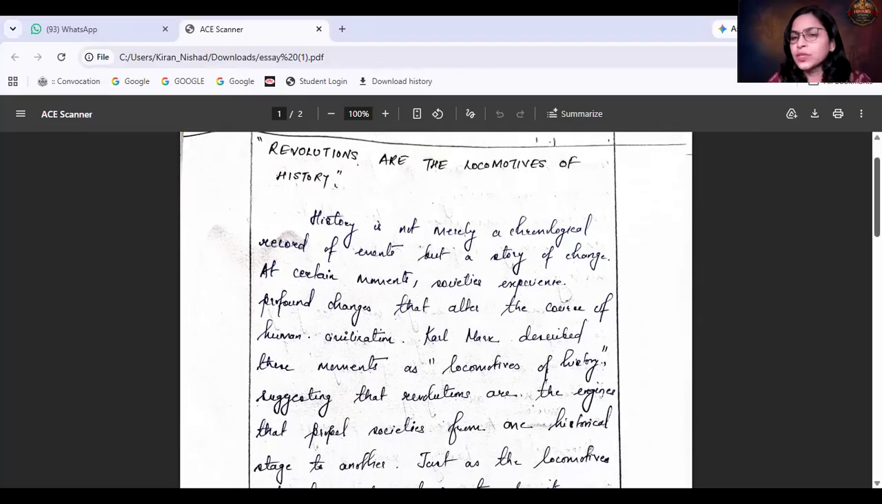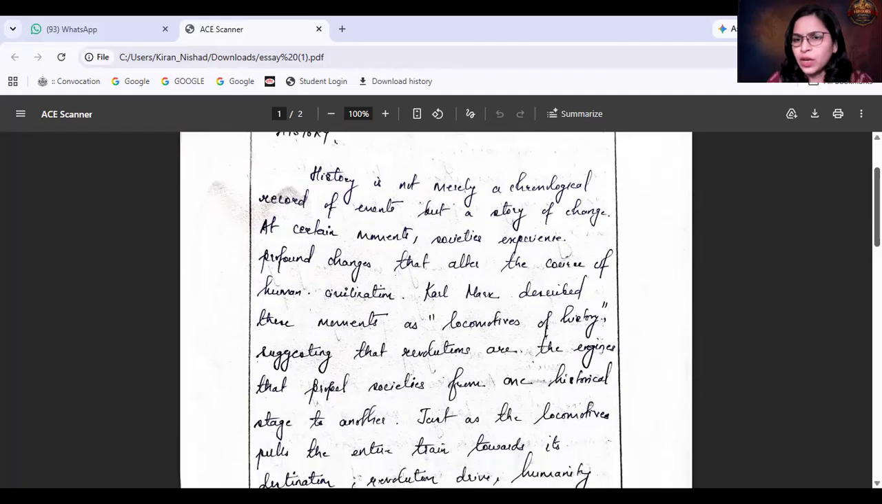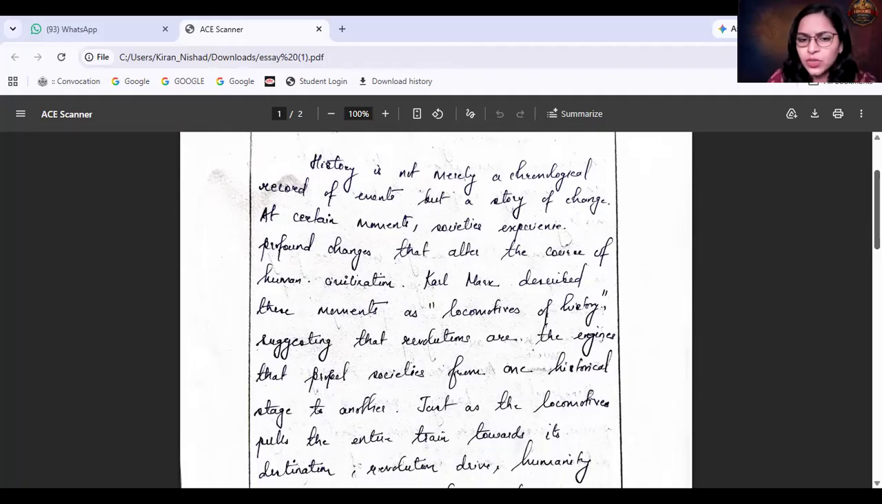Okay. So revolutions are the locomotives of history. First of all, I've written about history. History is not merely a chronological record of events, but it is a story of change. At certain moments, that is, at certain times, societies experience profound changes that alter the course of human civilization. So, basically, what is revolution? Revolution is basically a change. I wanted to highlight that history is not just a chronological record of events, history is a story of change.